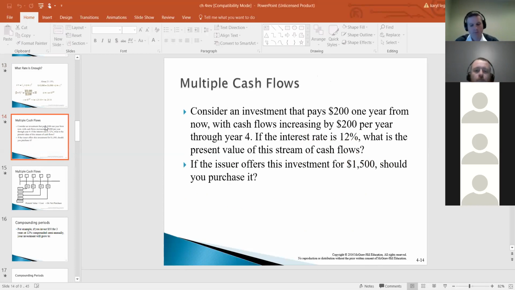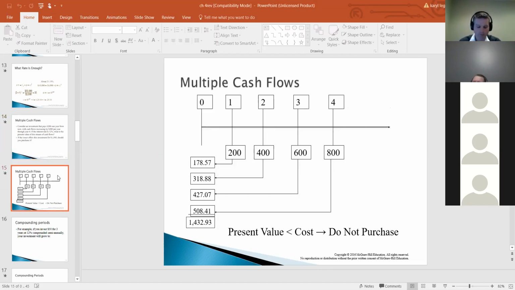What if we have an investment that's going to pay $200 1 year from now, and your cash is going to increase each year by $200 through year 4? Your rate's 12%, and you're going to pay $1,500. This is a good investment. We're not going to do this whole problem, but I want to set it up because I want you to see the practice of doing cash flows.